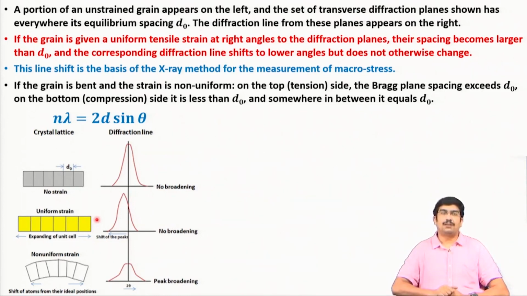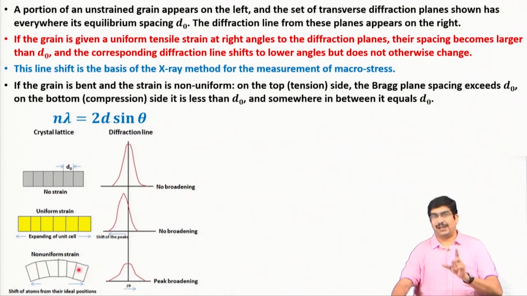Okay, fine. Now, let us imagine another situation where we are applying a bending. Now, instead of a tension or compression, we are applying a bending. We are bending this entire crystal. What will happen? We will get a tension on the top side and a compression on the bottom side. So, this is like a 3-point bending, you can imagine 3-point or 4-point bending. We are getting a tension on the top side and a compression on the bottom side.